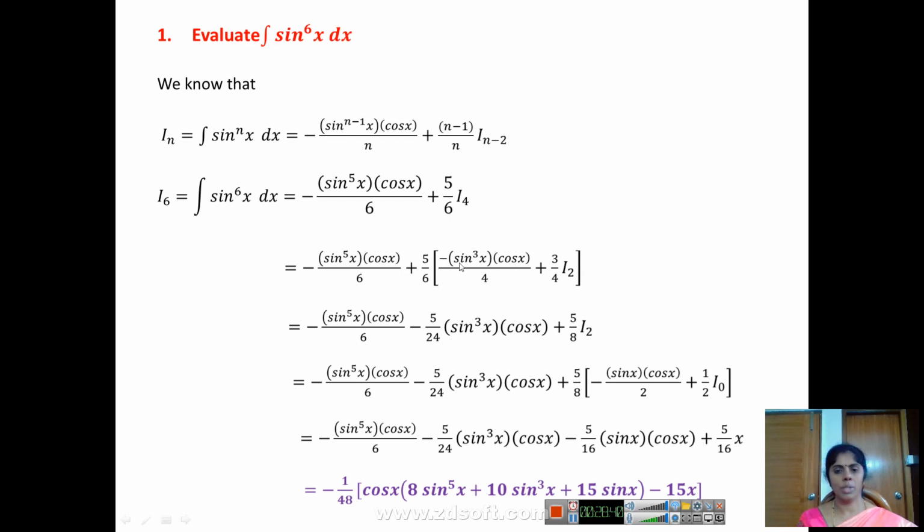So that is plus into minus, minus 5, 6 into 4 is 24, into sin to the power 3 of x into cos x, then plus into plus, plus. Again we are having here, you can simplify here, 3 ones are 3, 3 twos are 6, so 5 divided by 8 I2. So the first term I can replace as it is, the second term I can replace as it is, but the third term I am having here 5 by 8 into I2. Again in the place of In I can substitute I2.